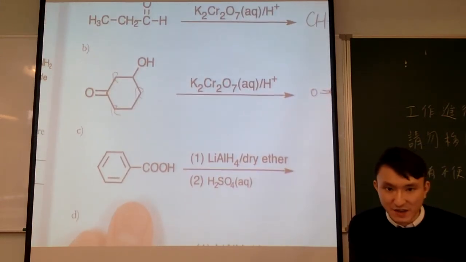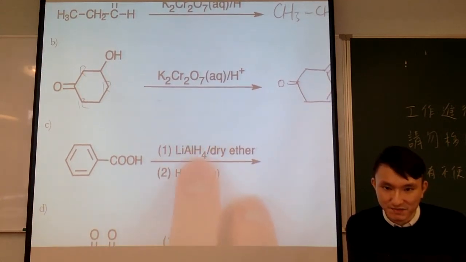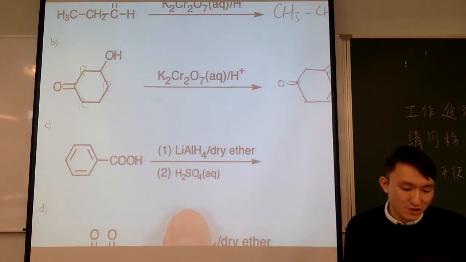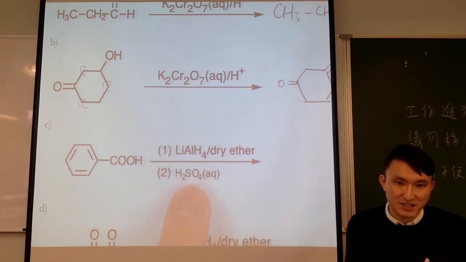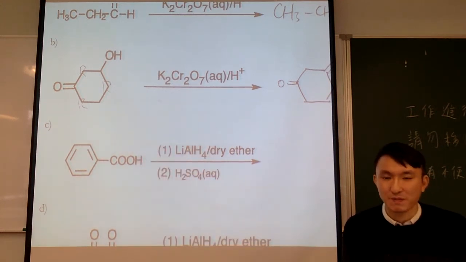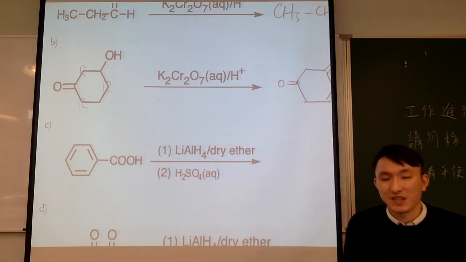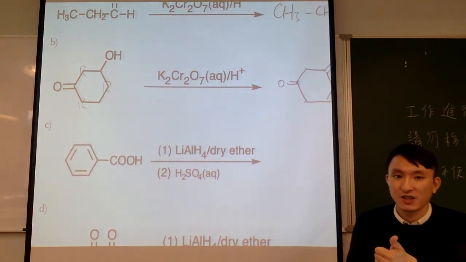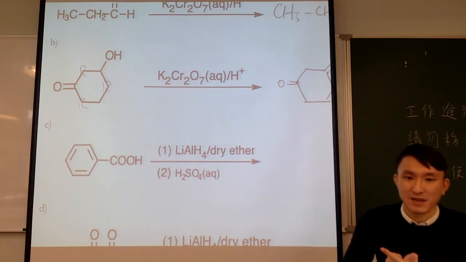And here we have a benzoic acid, and we use lithium aluminum hydride. Okay? Now, also try to look at how I put down the conditions and reagents. You see 1, 2, because if you remember the reduction of carboxylic acid using lithium aluminum hydride, you need to do 2 steps. First, reduction, and then add acid to remove any excess lithium aluminum hydride.